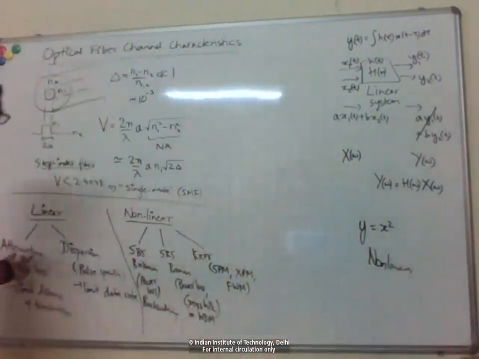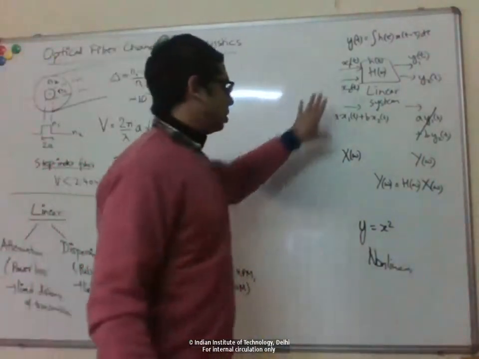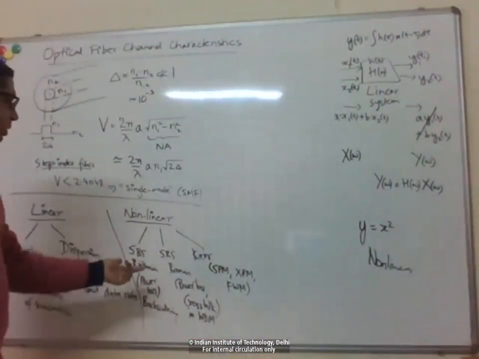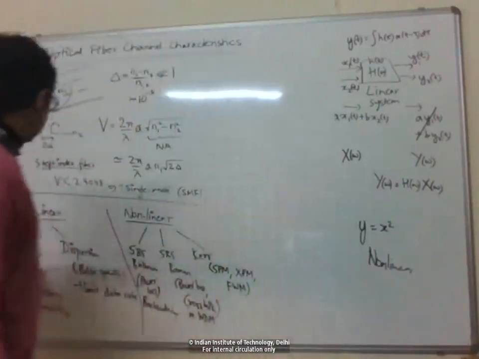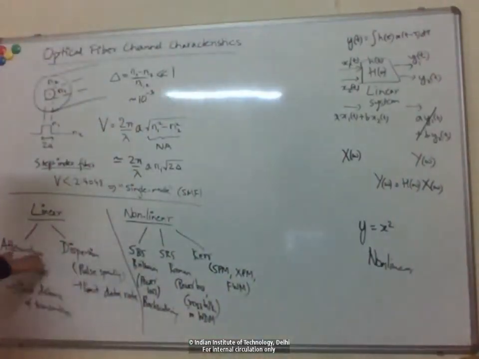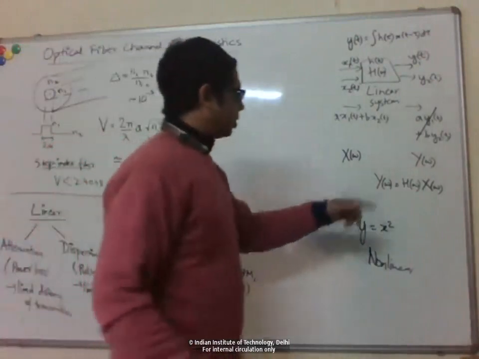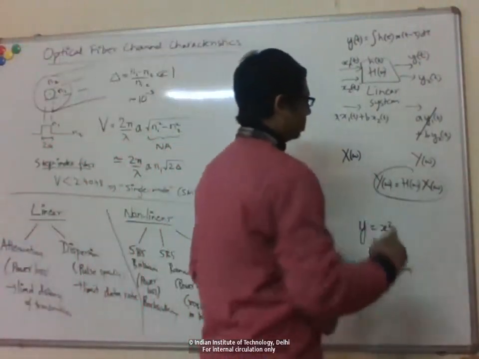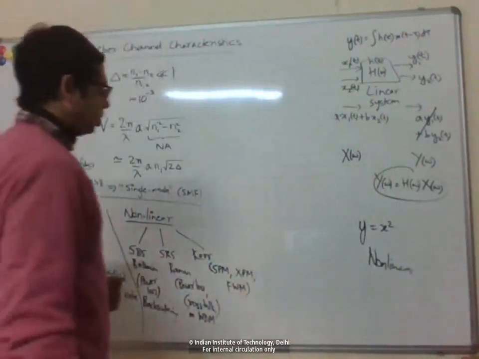So attenuation and dispersion fall in the linear category, whereas these other effects fall in the nonlinear category. Attenuation and dispersion don't introduce any new frequency components in your signal, whereas for these effects I cannot write it like this now. So Y of omega can have new frequency components.